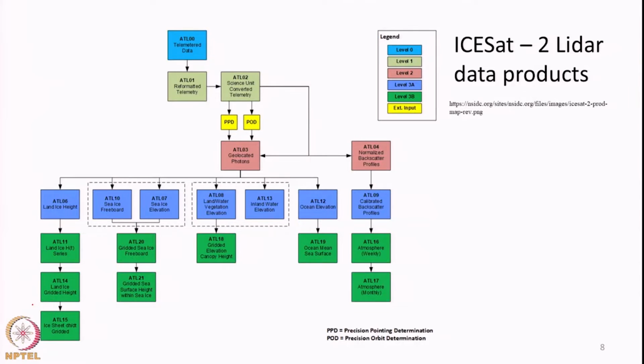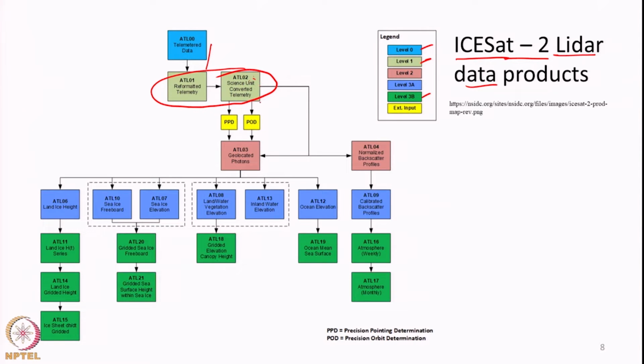Then this slide shows an example of LiDAR data products from the ICESat-2 satellite, basically from the ATLAS sensor. Here also we have data from level 0 to level 3. Level 0 is whatever the satellite is sending, and level 1 data is basically the reformatted telemetry data: whatever is sent by the satellite is converted into science units, basically nothing much but the distance and other parameters.